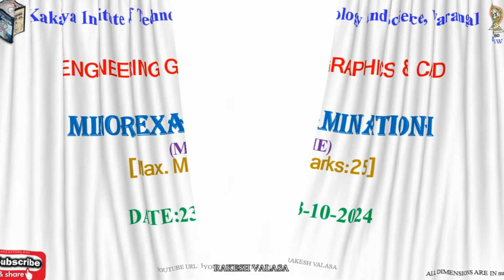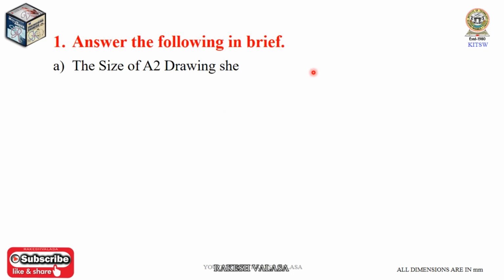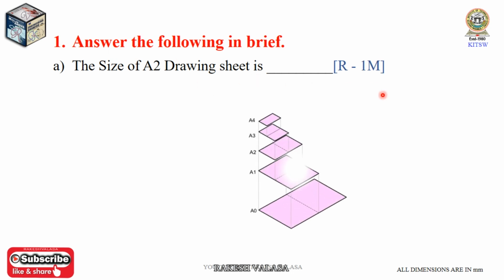Let us see question number 1. Question number 1 is: answer the following in brief. See the first question: the size of A2 drawing sheet is dash. Here you can see the different types of drawing sheets available in engineering drawing: A0, A1, A2, A3, A4.